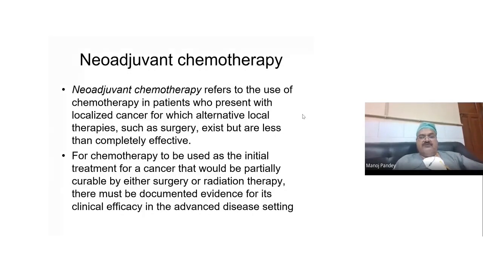Like if you have a tumor in the breast, you want a breast conservation, so you give chemotherapy, reduce the size of the tumor, and then go ahead with breast conservation. So neoadjuvant chemotherapy is basically used for organ preservation, and it is also used to reduce the bulk of the tumor and making the tumors operable. So those tumors which are borderline operable or inoperable to begin with may become operable if the chemotherapy is given first.